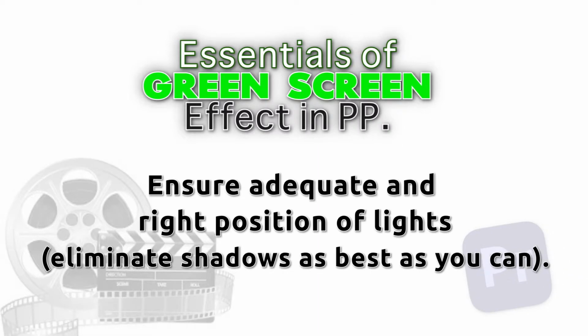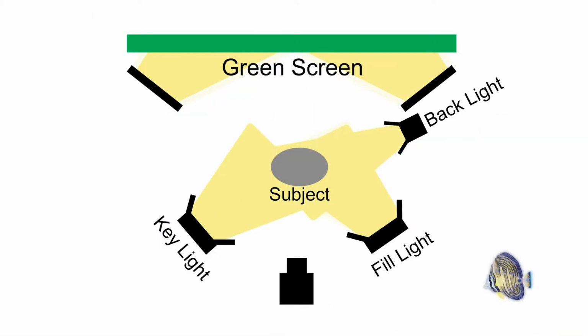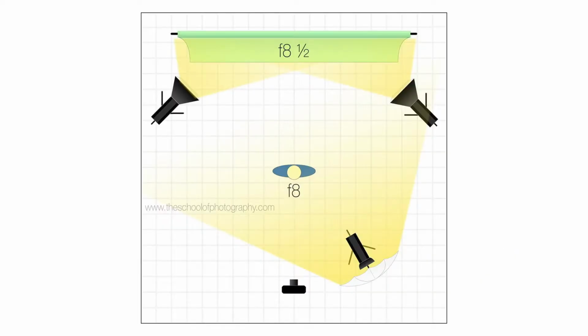Professionally, the light that should light up your green screen should actually be different from the one you will use to light up your subject. However, in places where you don't have adequate lights, you could use the same light.